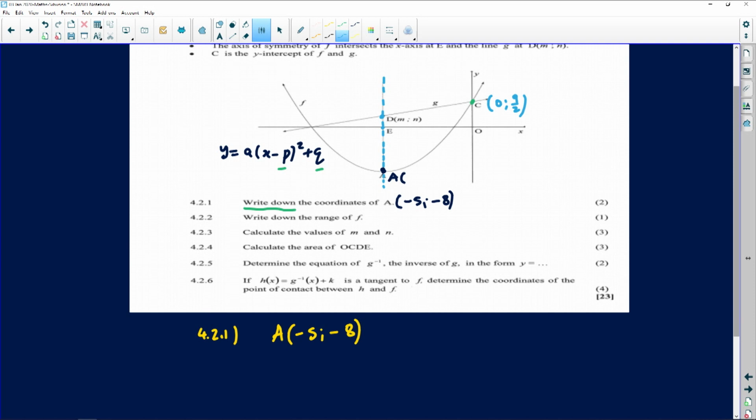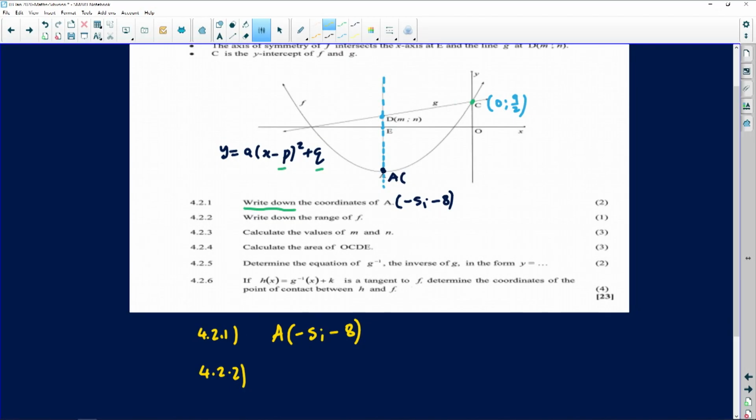Okay, cool. So 4.2.2 is asking us to write down the range. Write down the range of the graph of f. Now, what is range? Well, range is just simply asking you what are the y values that are covered by the graph. Remember, domain, we're discussing the x values covered by the graph, but range, we're discussing the y values that are covered by the graph. Where do we see the graph on the y-axis? Where does it start and where does it end? Okay, there's somewhere where it begins and somewhere where it ends. Okay, now let's go to the graph of f.